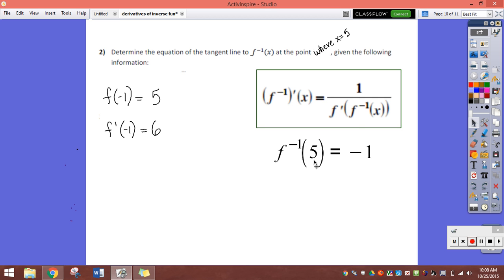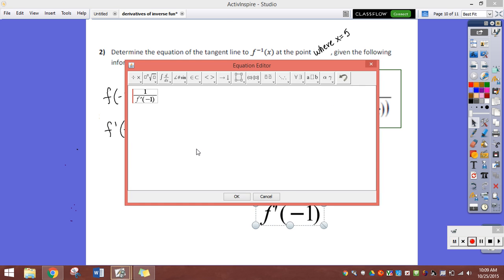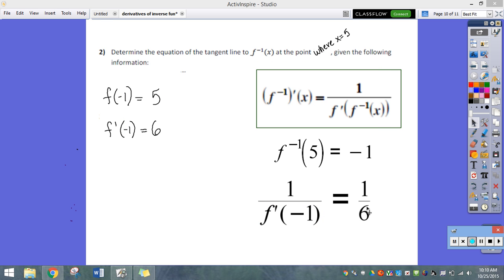And so now I have what I need to work from the inside out, because now I know that the inverse of f evaluated at 5 equals negative 1. So to find the derivative of the inverse, I just plug negative 1 in for this inverse and evaluate 1 over f prime of negative 1. And they have given me f prime of negative 1. It's equal to 6. So this would become 1 over 6. And what that is, that's the slope at the point 5, negative 1.